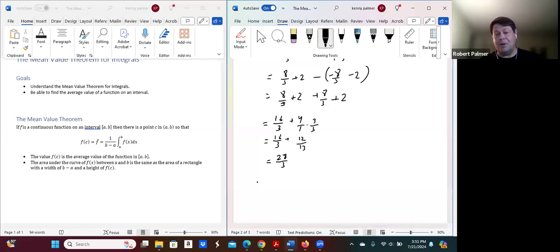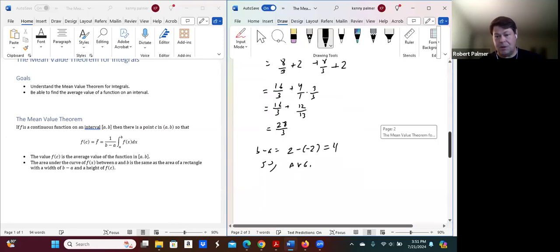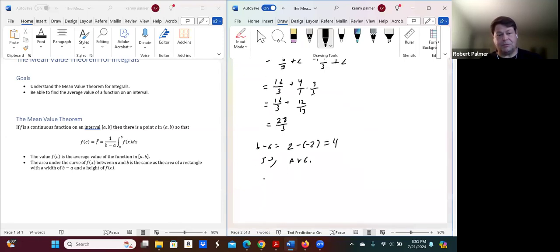Okay, and also b minus a is going to be 2 minus a -2, which is 4. Okay, so the average is going to be 1 over b minus a, which is 4, times this integral we just did, which is 28/3. You notice 4 goes into 28 7 times, so this is going to be 7/3, which is basically 2.333 repeating.